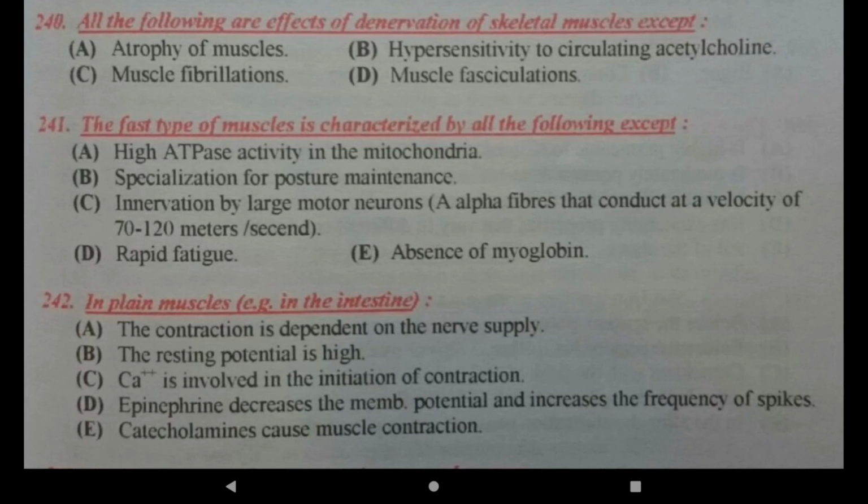They are specialized for rapid, fast movement. So they are characterized by high ATPase activity, innervation by large neurons, rapid fatigue, and absence of myoglobin. Myoglobin is that red pigment that is very important for storage of oxygen. So first type muscles are sometimes called the rapid oxidation muscles, and sometimes are called the white fibers.